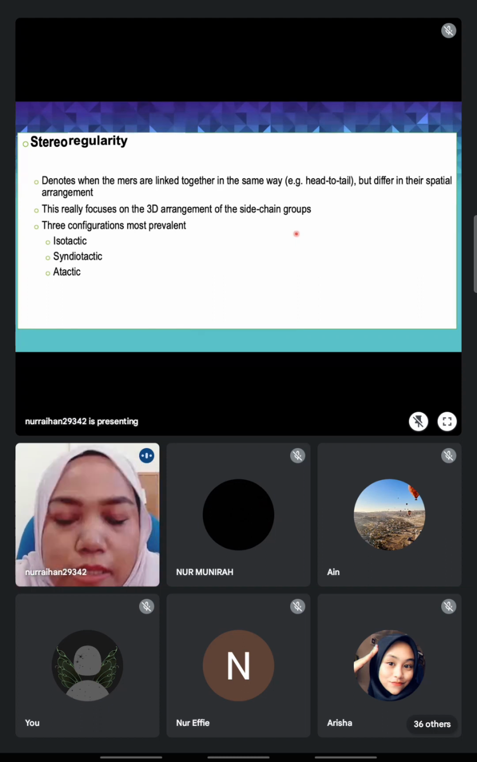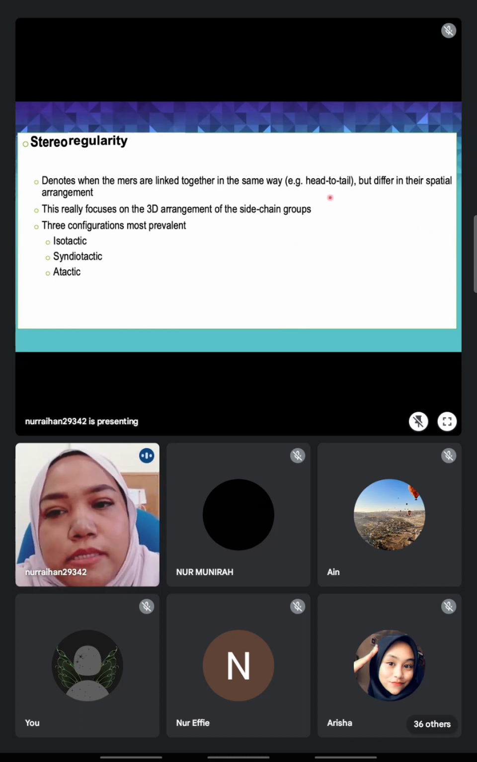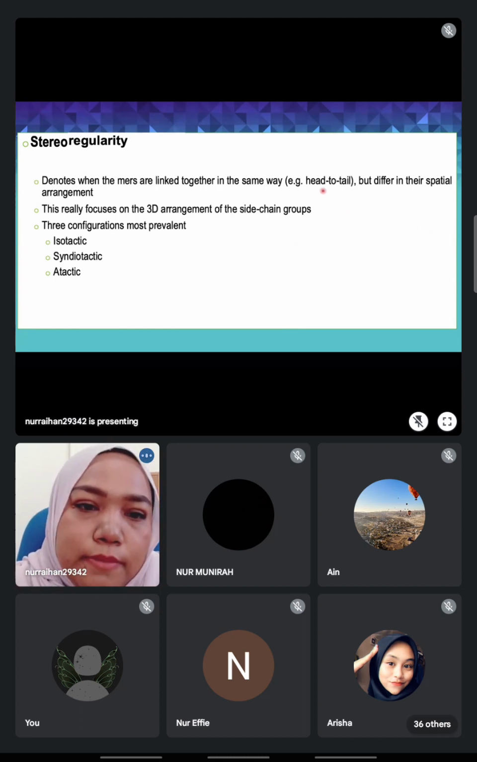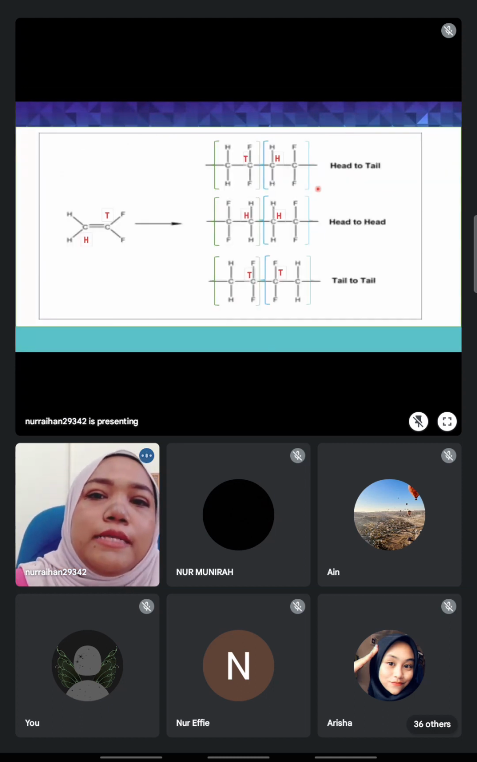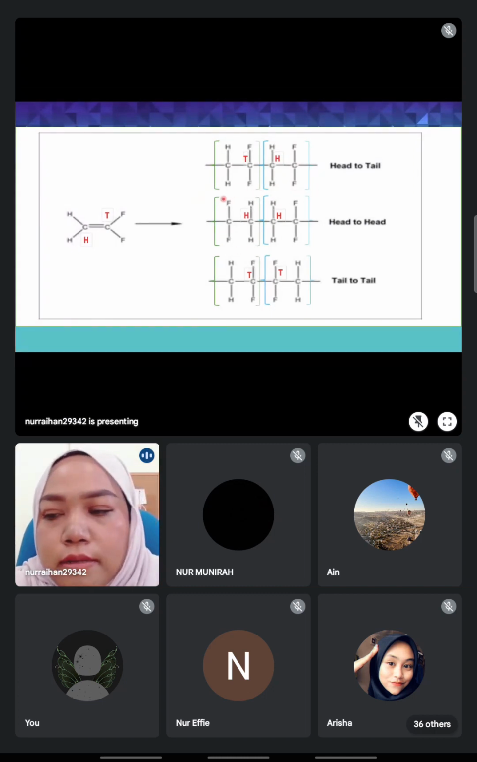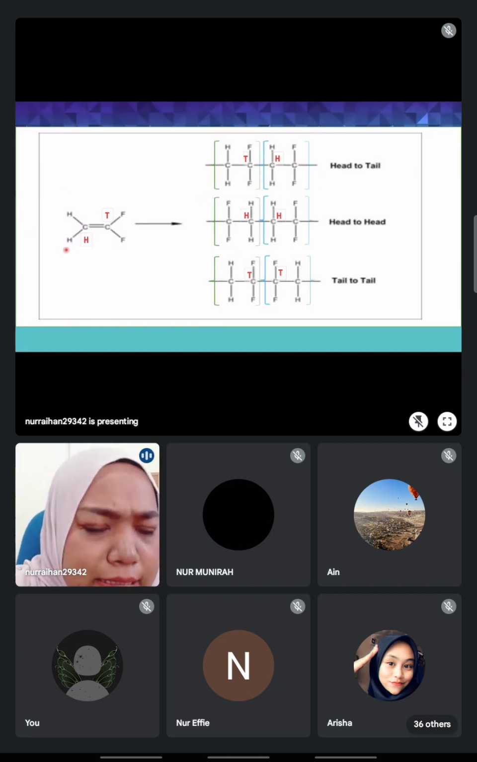Okay. And this arrangement kita nak mudahkan, kita panggil dia sebagai head to tail arrangement. Maksudnya ada bahagian yang kita panggil sebagai head, ada bahagian yang kita panggil sebagai tail. So how this head to tail arrangement will determine the tacticity of the polymer. Okay, sebagai contohnya, contoh tak berapa jelas sangat. Sebagai contohnya kita ada polymer, okay. This one is monomer, okay, monomer of the CH2 double bond CF2.